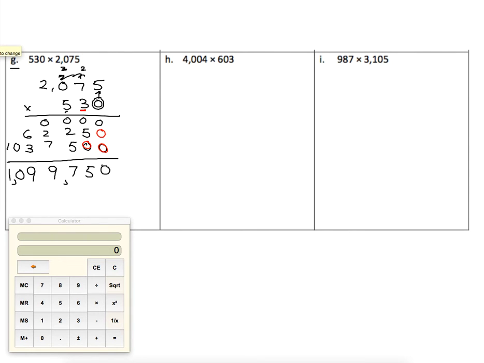One thing that I should have done on this assignment, and I didn't, the first step should really be to estimate. So when I estimate, 4,000 times 600, that should about equal 24 with 5 zeros.